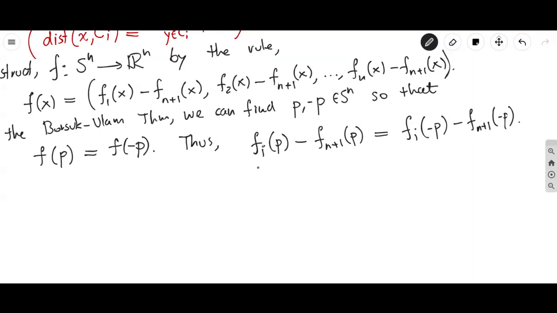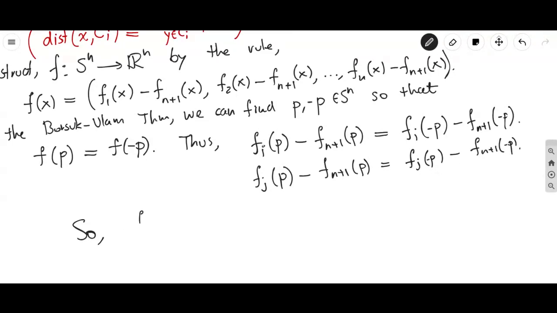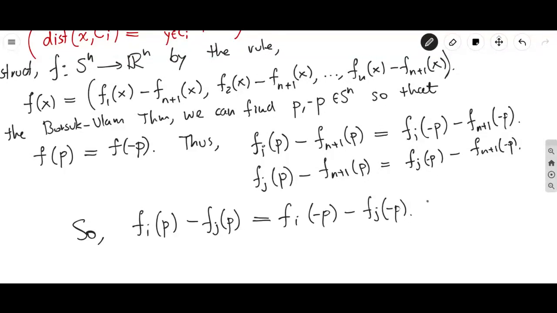And you can do the same thing with the other one. Let's say you have fj of P minus Fn plus 1 of P. If you choose a different index j, you have the same relationship. Now if you subtract them, we get fi of P minus fj of P is equal to fi of minus P minus fj of minus P. And this is for all i and j between 1 and n plus 1.